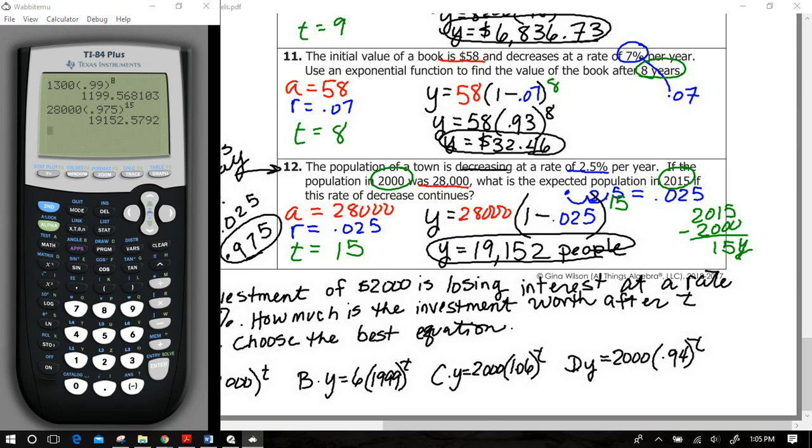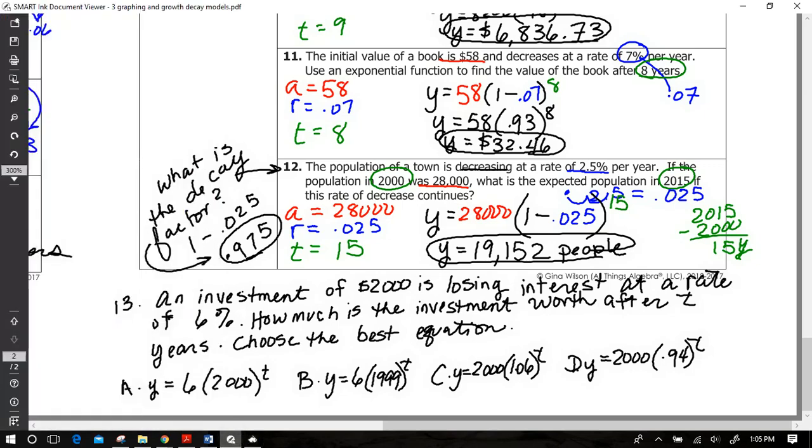Now we are ready to look at number 13. An investment of $2,000 is losing interest at a rate of 6%. How much is the investment worth after t years? Choose the best equation. So this is a really good example of an EOC problem, okay? An EOC problem where they're going to ask you to kind of set up the equation, but it doesn't look like when we initially set it up.